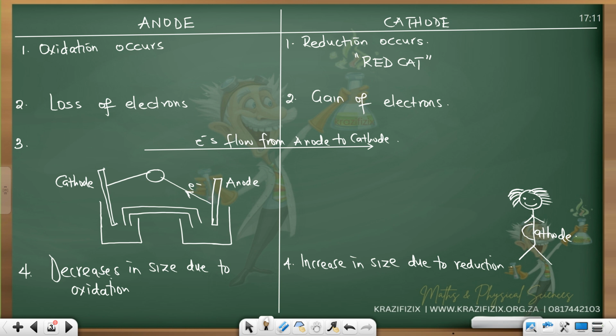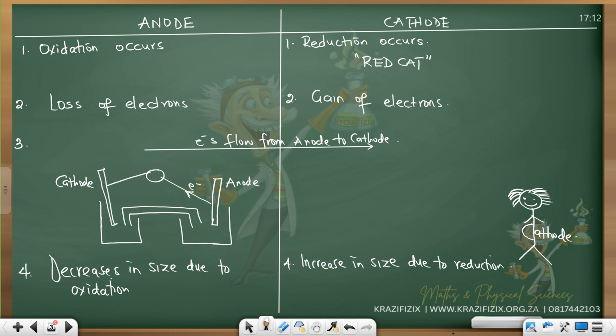Number 2, loss of electron would occur at the anode, and gain of electrons will occur at the cathode. Number 3, the flow of electrons, because of number 1 and 2. Electrons would move from the anode to the cathode. Number 4, the anode is the one that decreases in size, while the cathode will do what? Increase in size because of reduction.